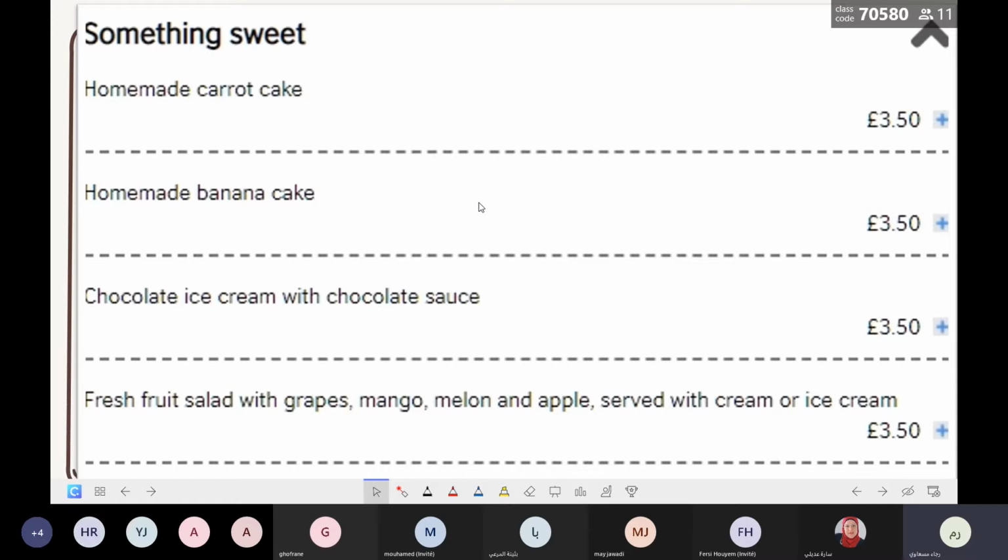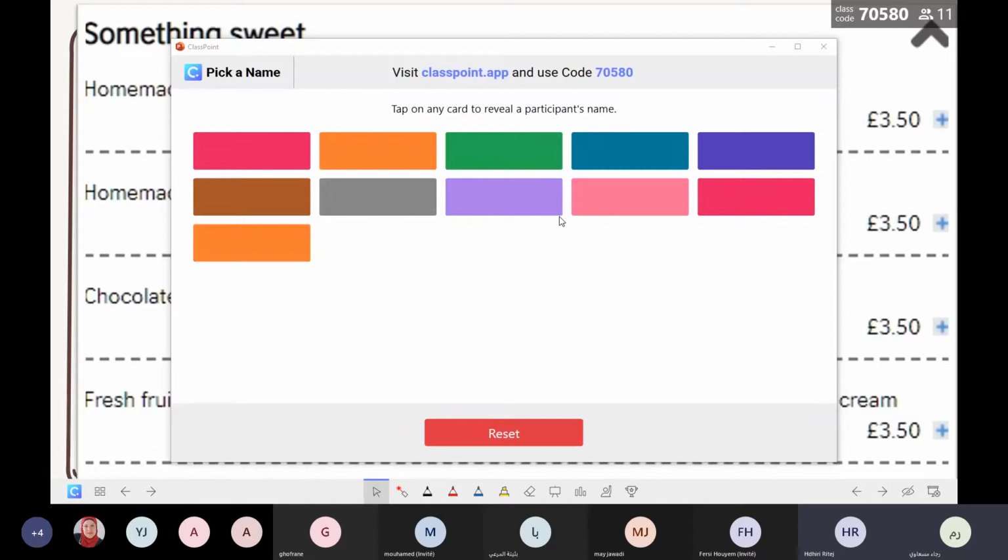Homemade carrot cake, 3.50 pounds. Homemade banana cake, 3.50 pounds. Chocolate ice cream with chocolate sauce, 3.50 pounds. Fresh fruit salad with grapes, mango, melon, and apple, served with cream or ice cream, 3.50 pounds. Thank you very much. Good. Thank you, May. Thank you, Erish.